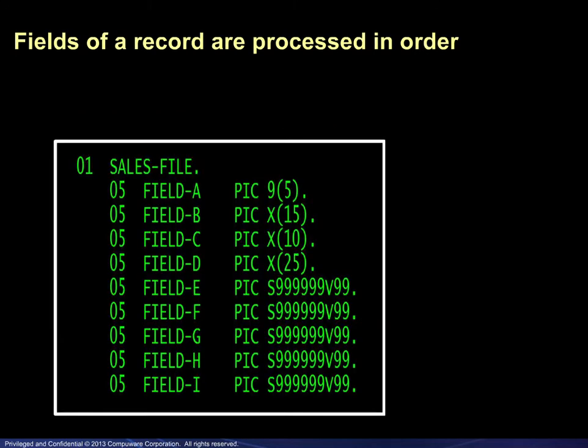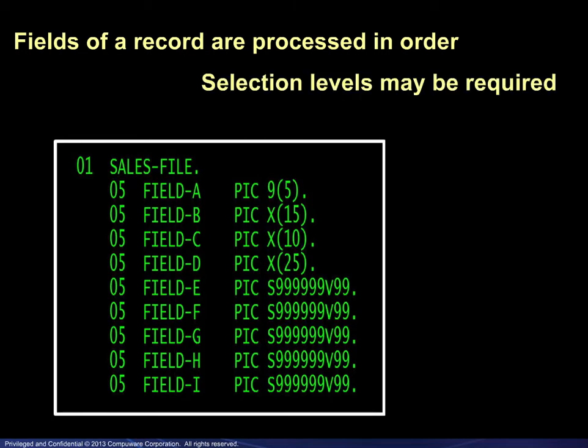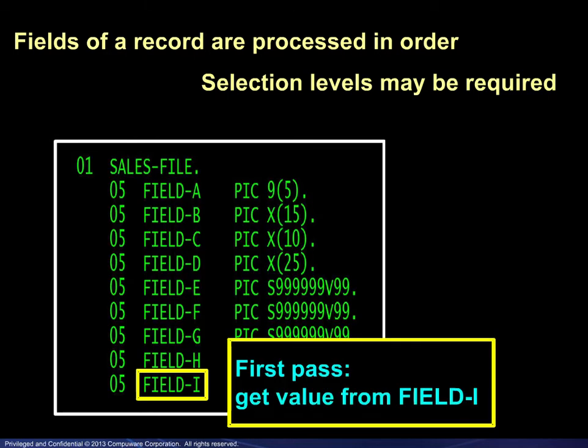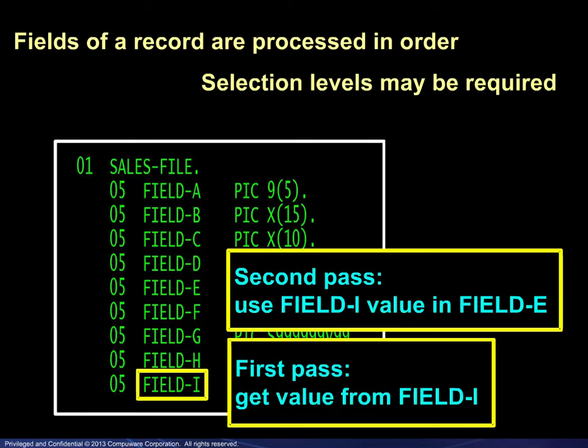Fields of a record are processed in order, therefore selection levels may be required. As an example, it may be necessary to get a value from field I on a first pass through a record. Then, on a second pass through the record, that value will be available to use with the value in field E. Let's have a look at some examples.